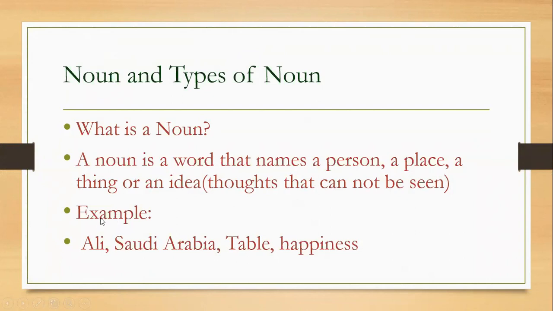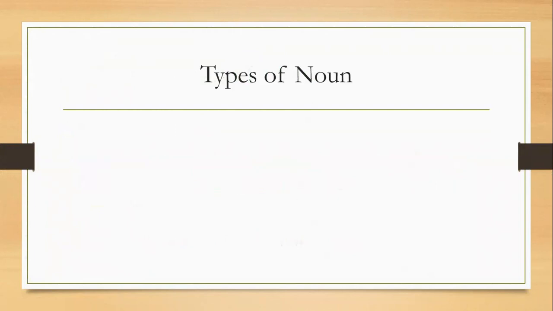Some examples of nouns are given here. Name of a person, Ali. Name of a place, Saudi Arabia. Name of a thing, table. Name of an idea, happiness. Nouns are the most common class of words in English. Now have a look at the main types of nouns.